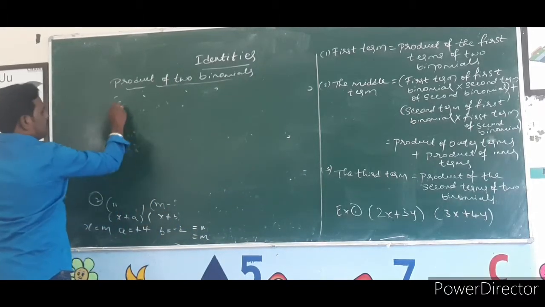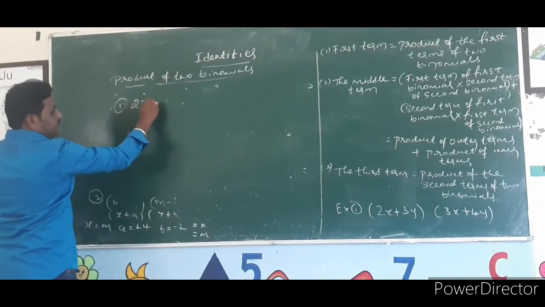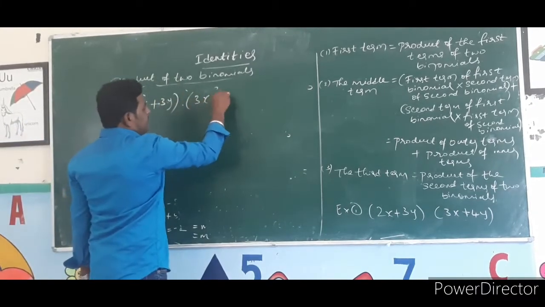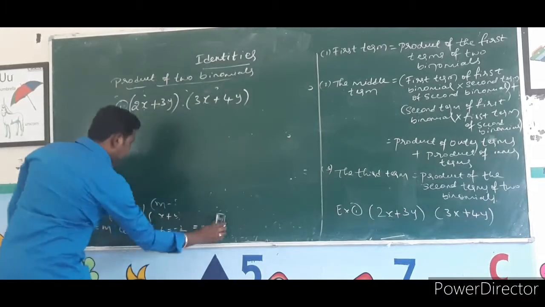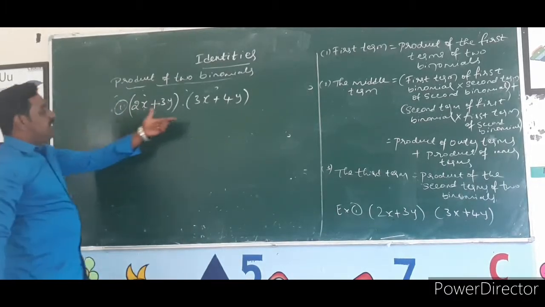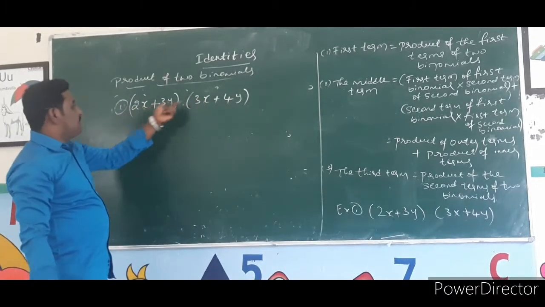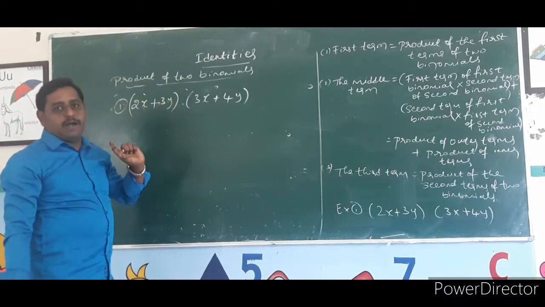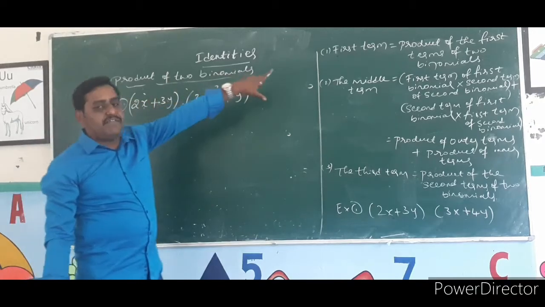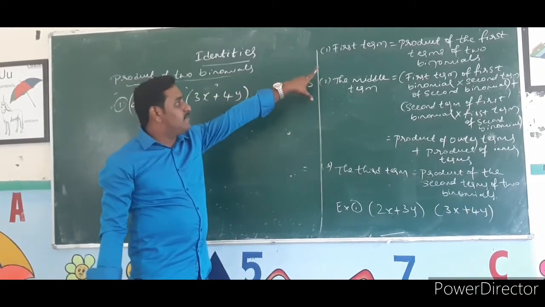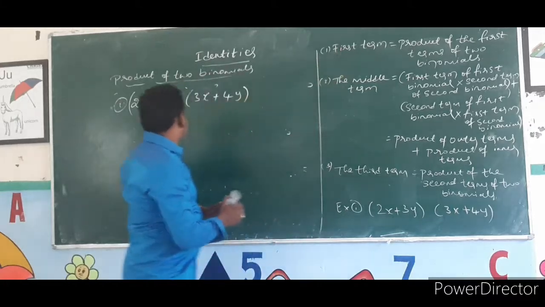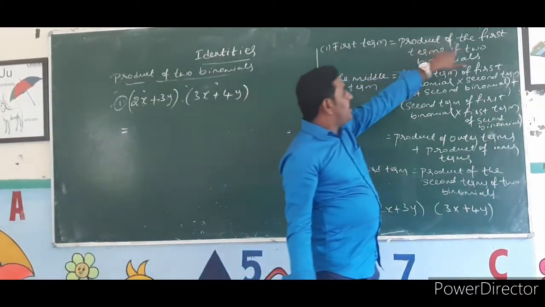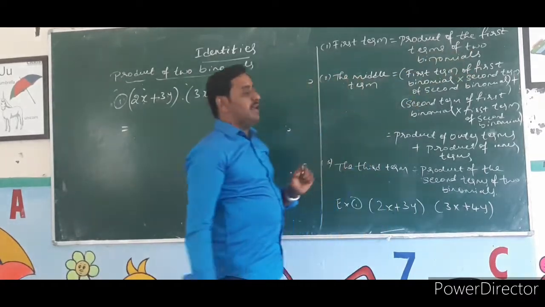Next I am considering 2x plus 3y into 3x plus 4y. If I consider this problem, look at the first terms. They are not the same. That's why we are not able to apply that formula. So instead of that, we use a different method of solving this type of problem. While solving the first term, what should it be? It is the product of the first terms of the two binomials.